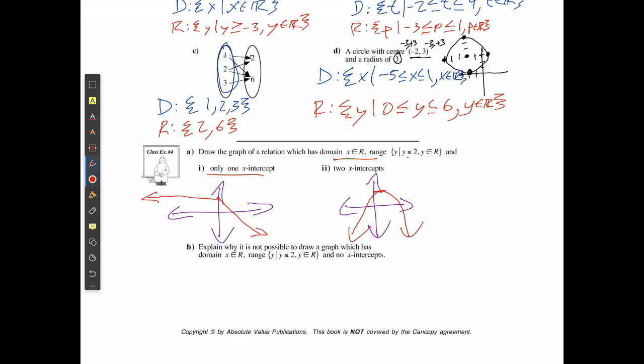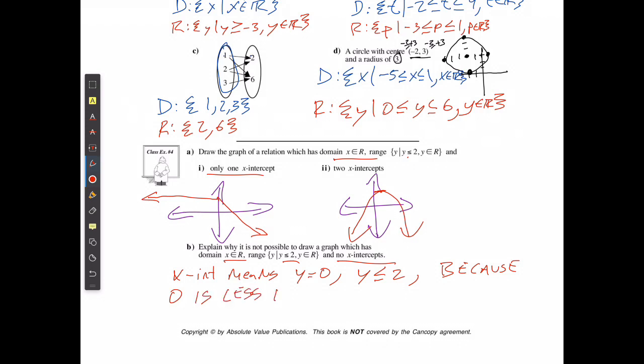Explain why it is not possible to draw a graph which has a domain of x, e, r and a range of y less than 2 and no x-intercepts. Well, if x-intercept means y is equal to 0, and y is any number less than 2, because 0 is less than 2, an x-intercept has to exist.